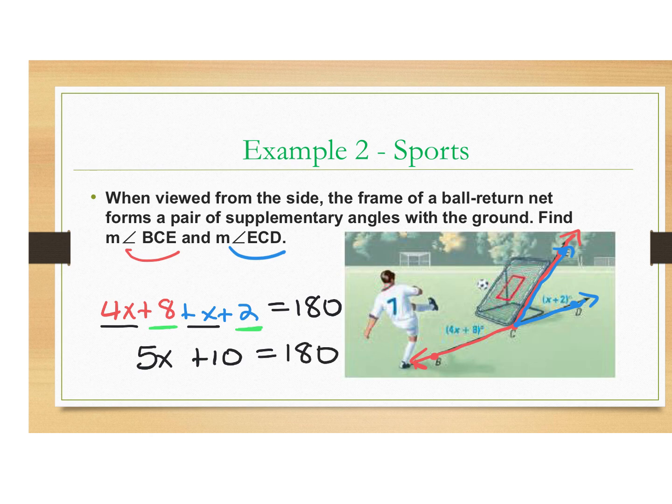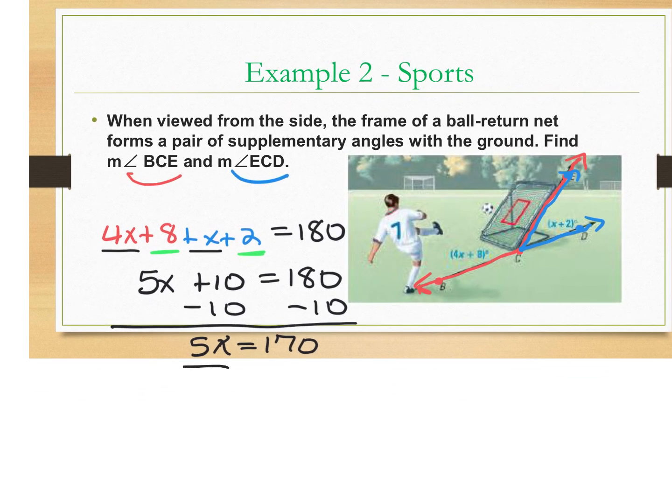Drop down the equals 180. Subtract 10 from both sides. 5x equals 170. And now I divide by 5. And x equals 34. Now, again, the question didn't ask me to just find x. I need to go back now and find the measure of each angle.